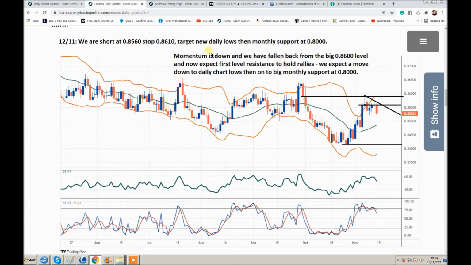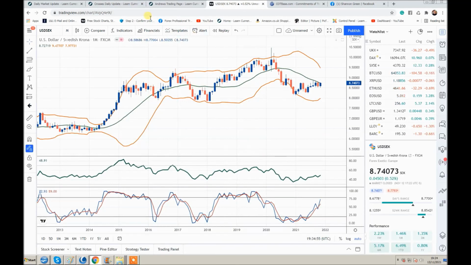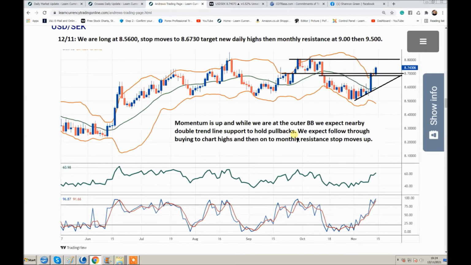Right, last pair, USD SEK. Sorry, I've gone to the wrong page. Here we go. USD SEK correlated with the euro. You very often find, we say this regularly, if the euro's in a big downtrend, the correlated currencies will go down quicker and vice versa in an uptrend.